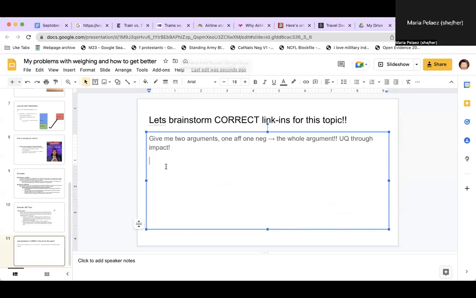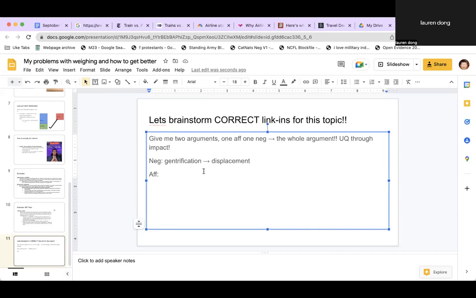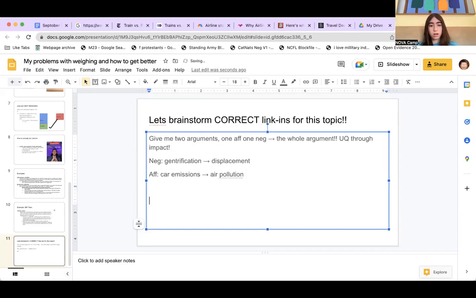Neg gentrification. Neg gentrification, and then let's have the impact be the environment. What link for environment? Just like no more emissions on the road, like car emissions. Yeah, basically. All right. If you are the neg, what's a link you could read to AF? Let's brainstorm.